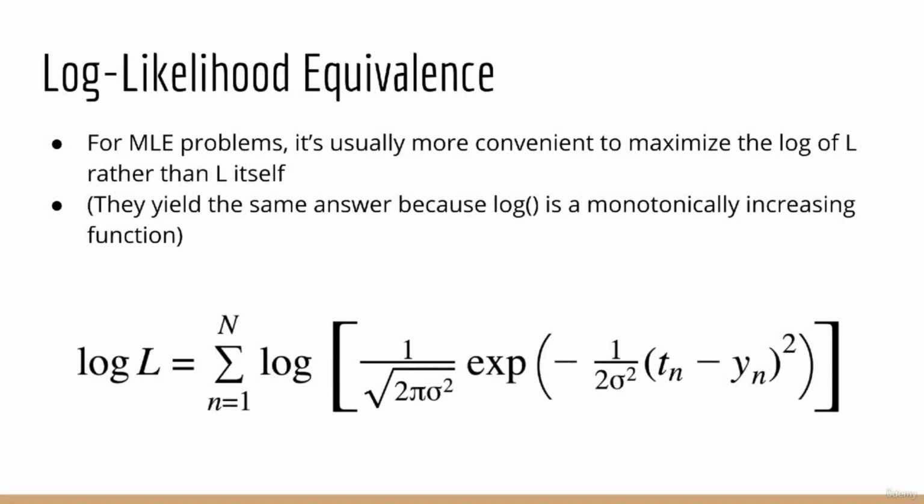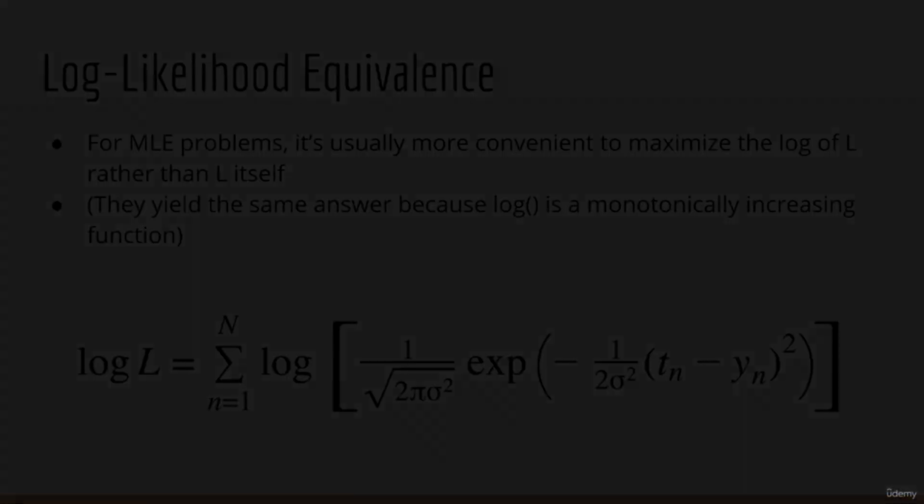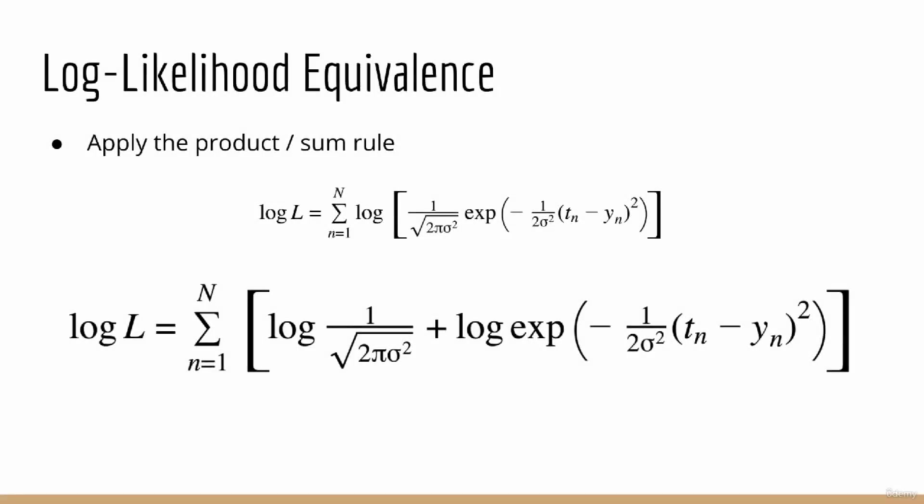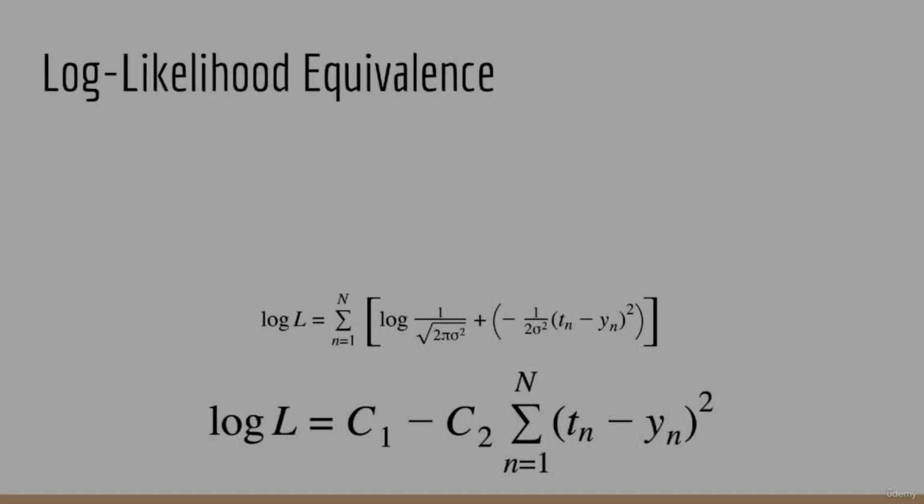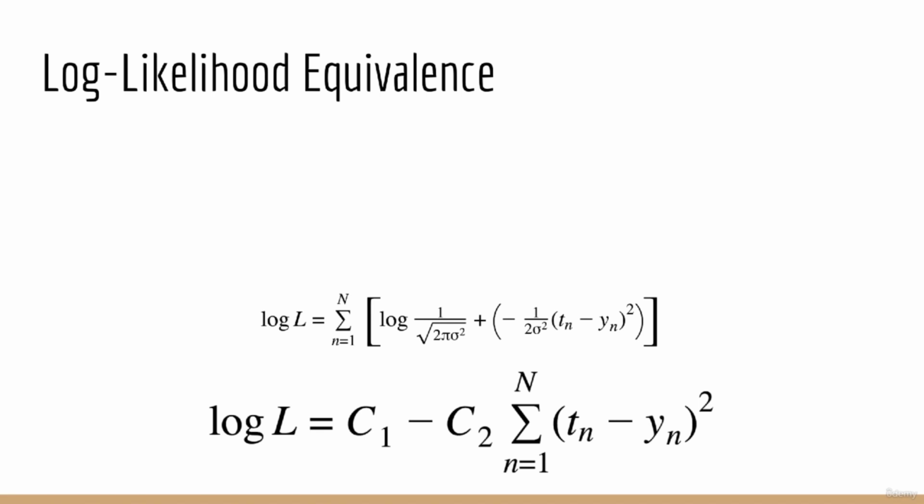Now remember that whenever we're solving maximum likelihood problems, it's more convenient to maximize the log likelihood rather than the likelihood directly. So let's take the log of L and see what we get. The first step is to apply the log to each term individually. Since the log and the exponential are the inverse function of each other, they cancel each other out. What we're left with is essentially a function that looks like this, where c means constant.